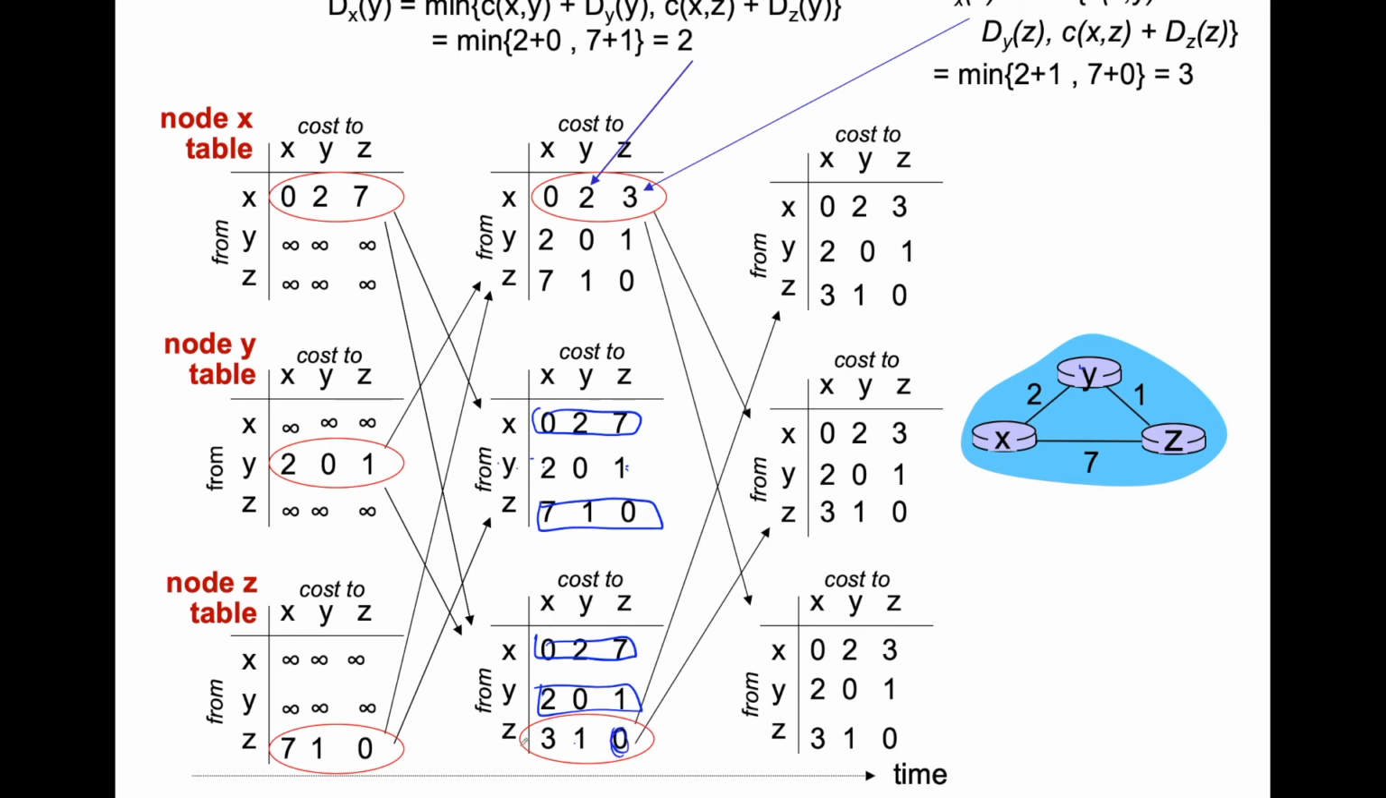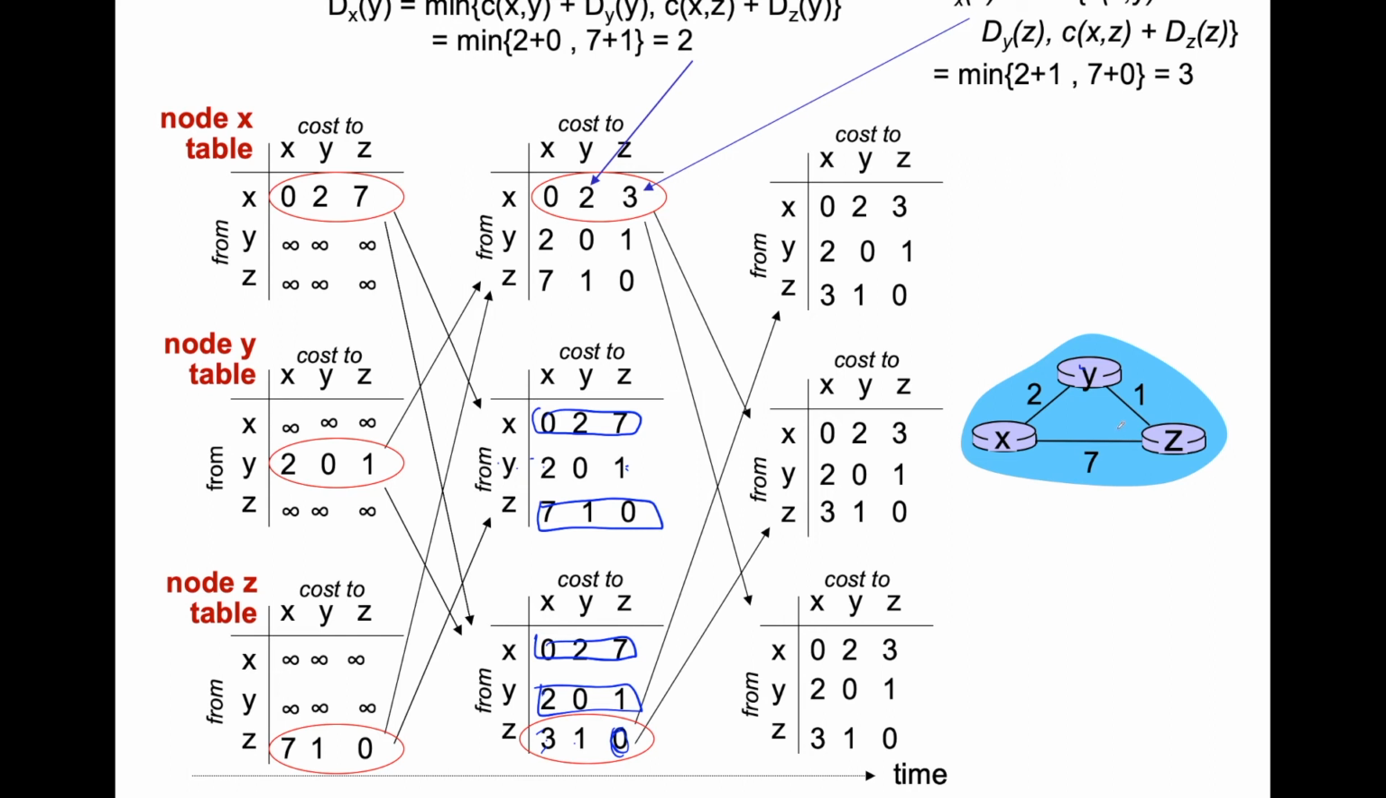And now we evaluate going from Z to X. If we go from Z to X, that can go either directly through its neighbor X or through its neighbor Y. To go through X, that's 7 plus 0. And if we go through Y, that's 1 plus the distance vector from Y to X. That's 2. 1 plus 2 is 3. It's cheaper to go through Y, so we write down 3 here.